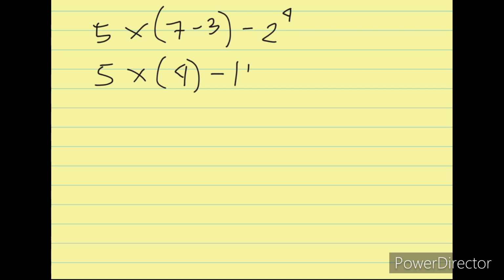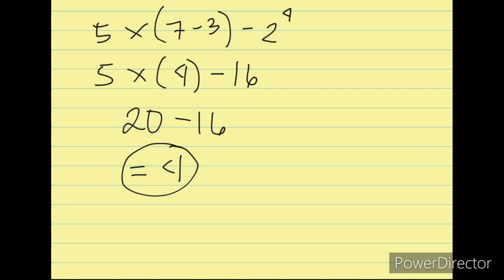16. Next, after the exponent, multiplication. So 5 times 4 is 20 minus 16. Since we have no addition here, let's proceed to subtraction. So 20 minus 16 is 4. So this is now the final answer using the GEMDAS rule, 4.